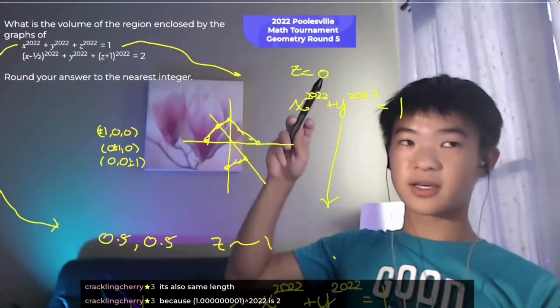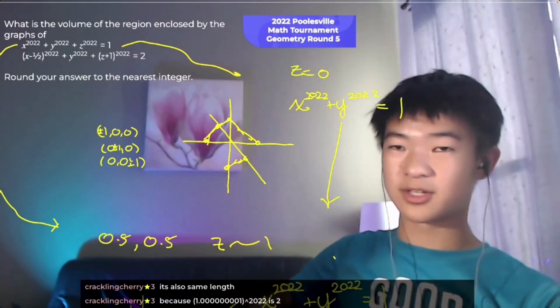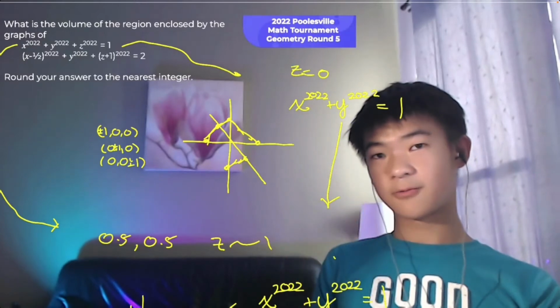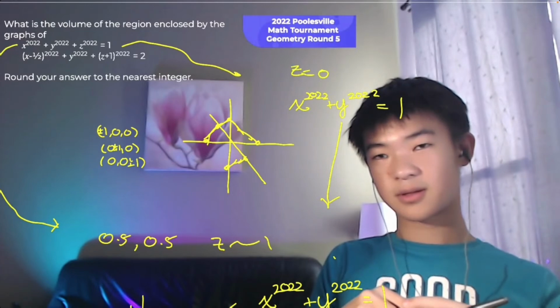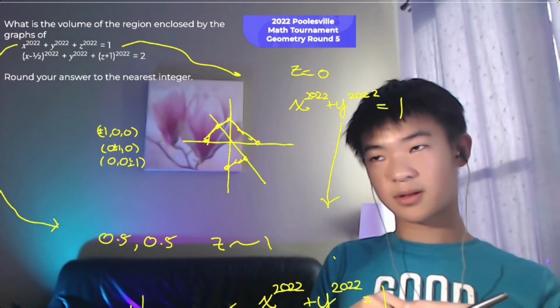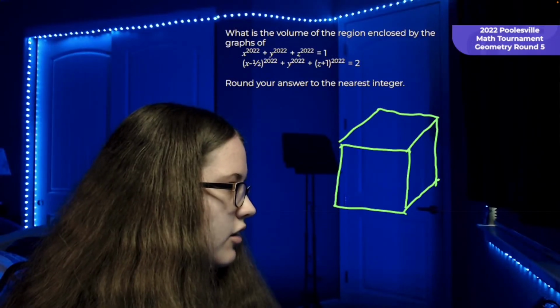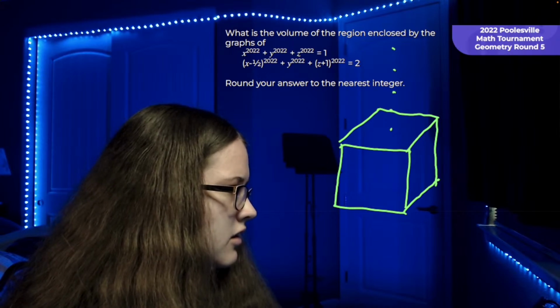Okay, the key is getting the shape of these. So x to the 2022 plus y to the 2022 plus z to the 2022 equals 1. We have to decide what shape that is. I think the equals 1 is a cube of side length 2. Yeah, I think it's side length 2 because we could do it this way.